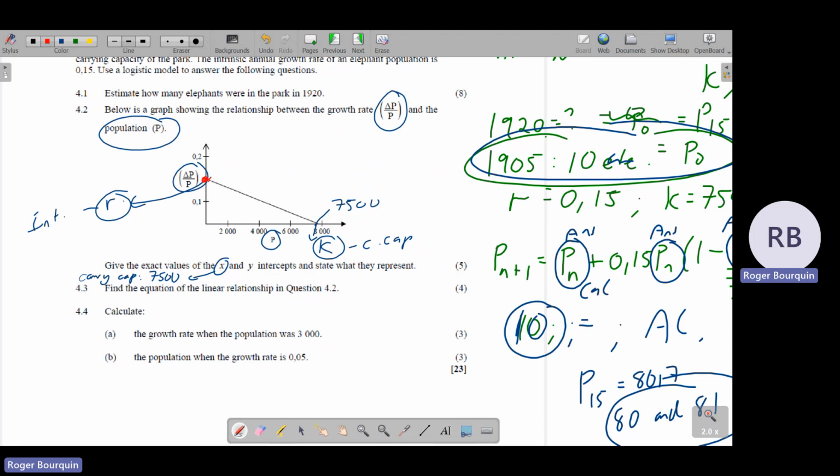Okay, what's this thing over here? Value R. Yeah. What was the intrinsic growth rate? So the y-intercept is intrinsic growth rate. What's it? 0.15. So that is 0.15.